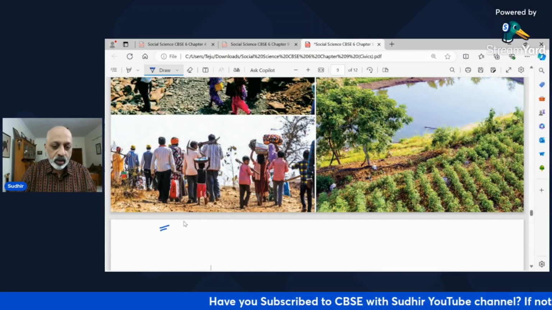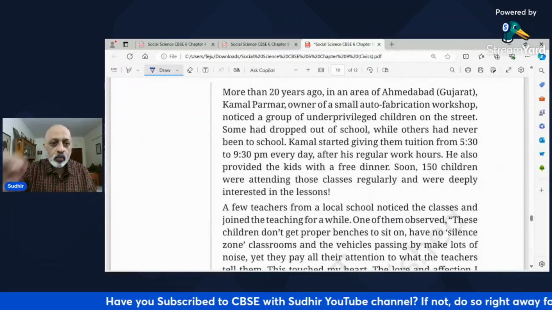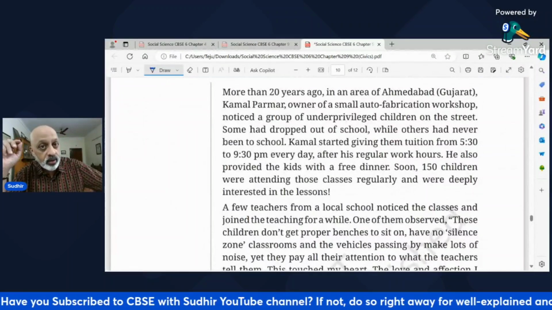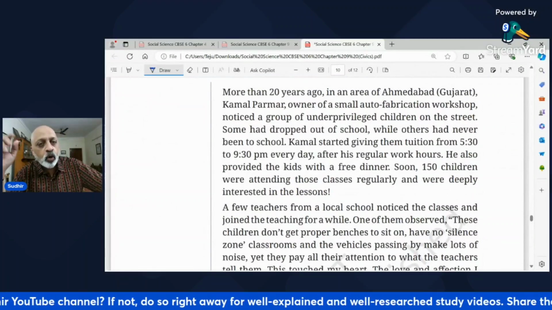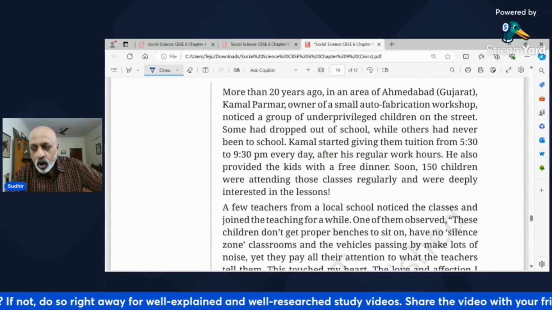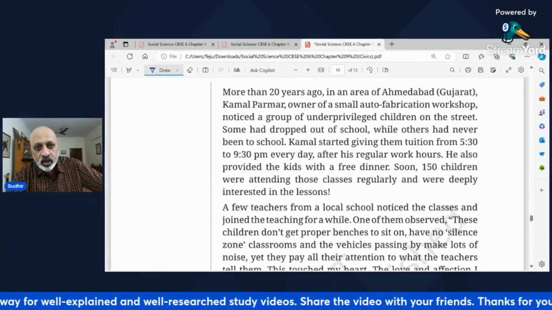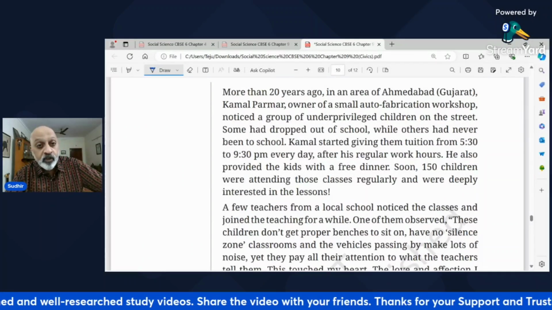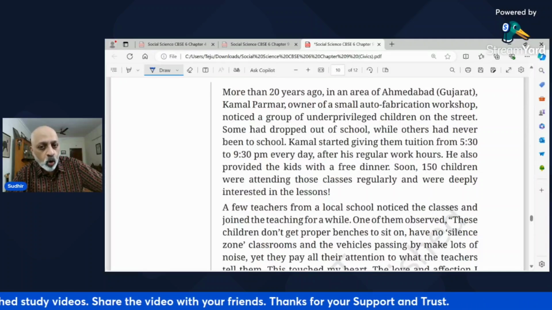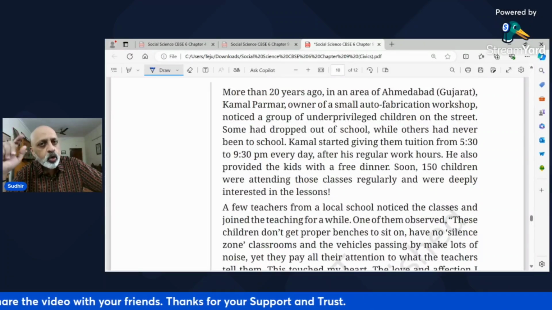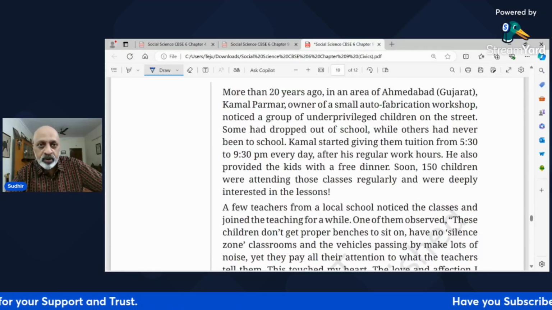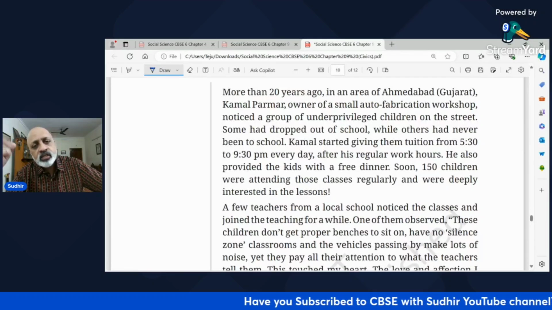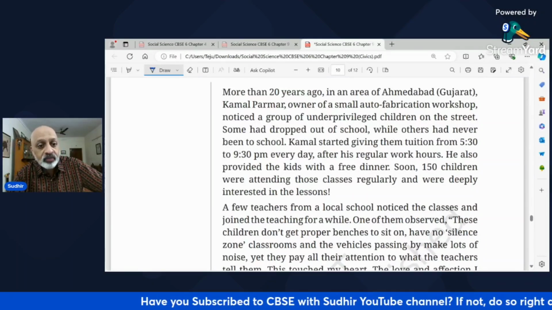This particular photograph. Now, more than 20 years ago, in an area in Ahmedabad in Gujarat, Kamal Parmar, who is the owner of a small auto fabrication workshop, that is, a workshop where auto components or metal sheets for an auto rickshaw are fabricated, called an auto fabrication workshop. He noticed that there were a group of underprivileged children from poor families on the street. They had dropped out of school. They did not go to school, some had never gone to school. They had never gone to school.